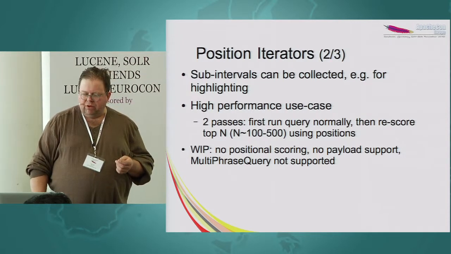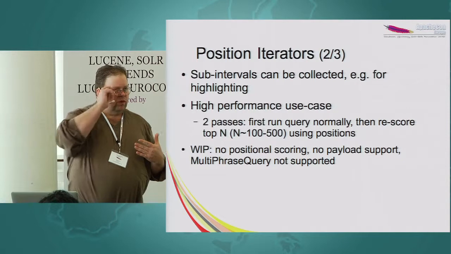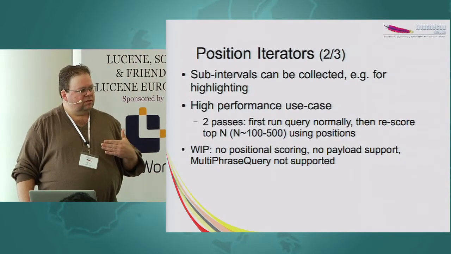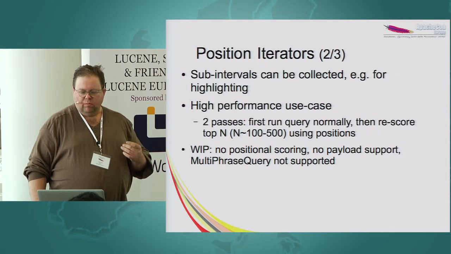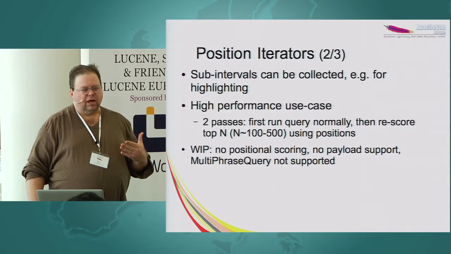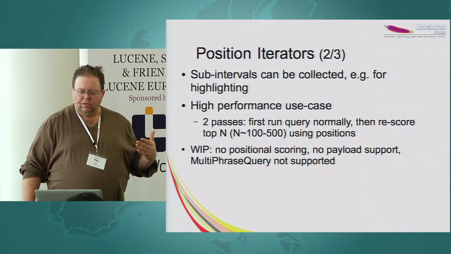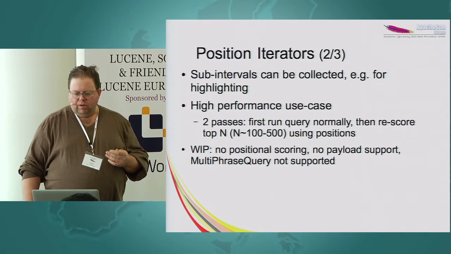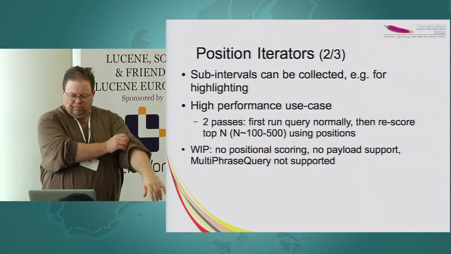In the API for the position iterators, it's possible to request subintervals to be collected. It's less work not to do so, which is why it's an option. For example, highlighting needs to collect all the information about where the intervals have occurred in order to do its work properly. But other forms of positional queries don't necessarily need to do that, which is an optimization.